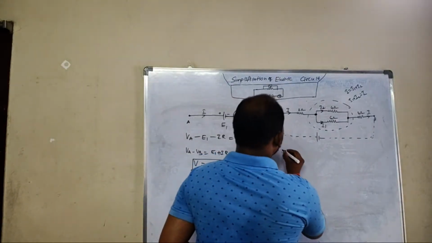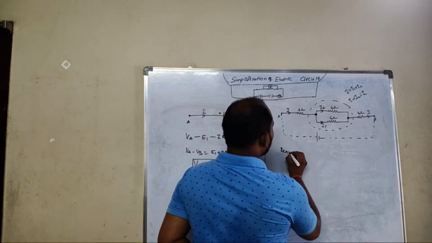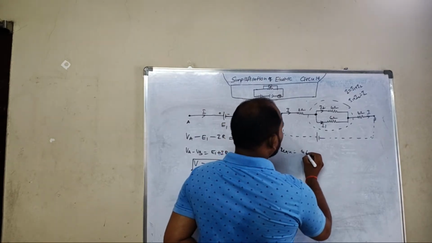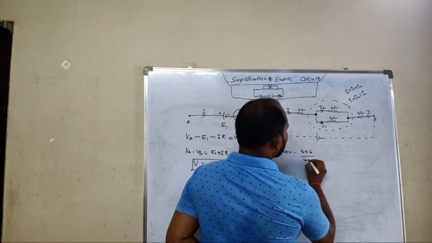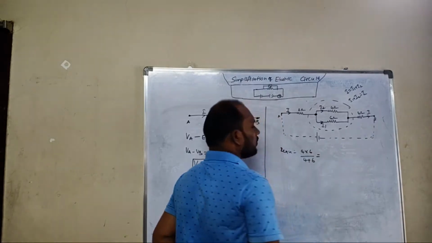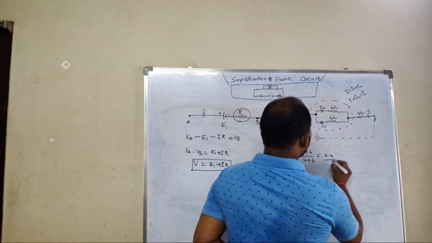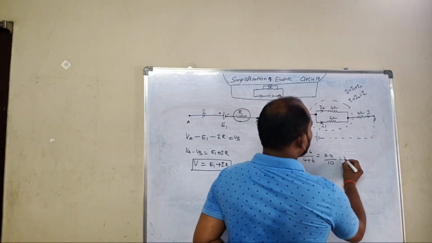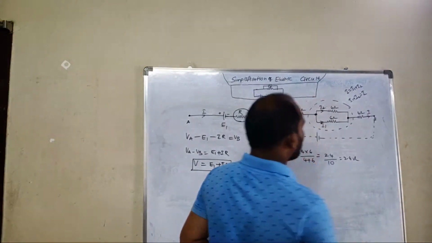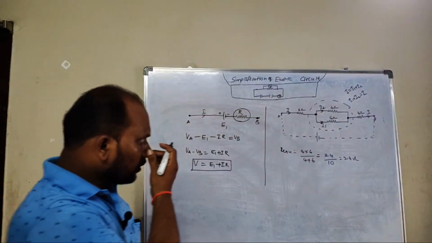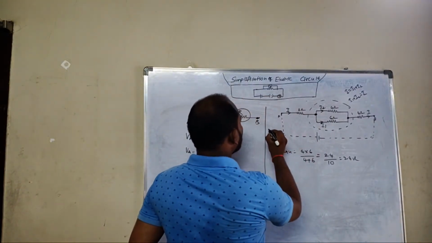So what is the formula for R equivalent? R equivalent is equal to 4 into 6 by 4 plus 6. 4 into 6, how much, guys? 24. 24 by 4 plus 6, which is 10. So what do we get? 2.4 ohms.